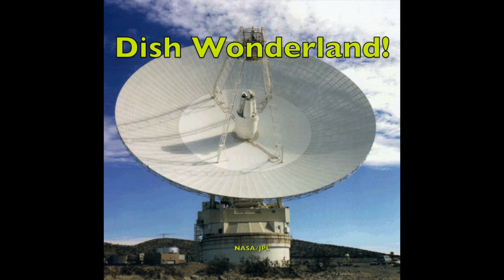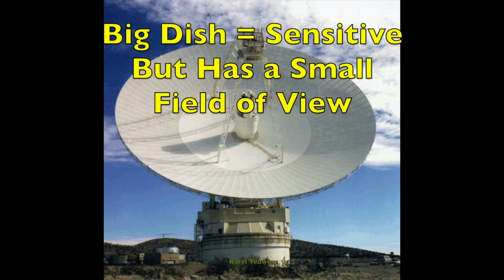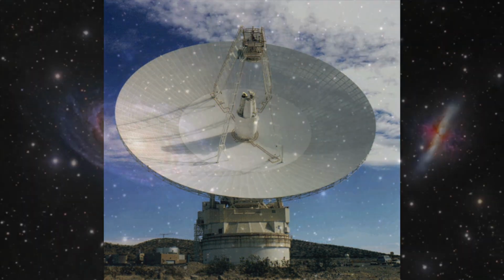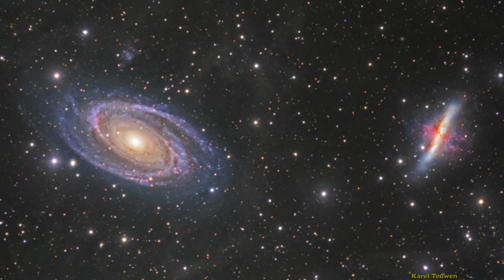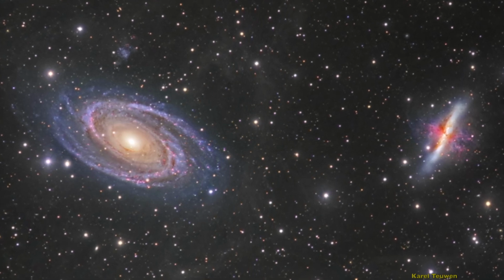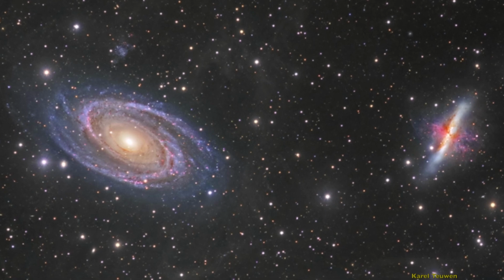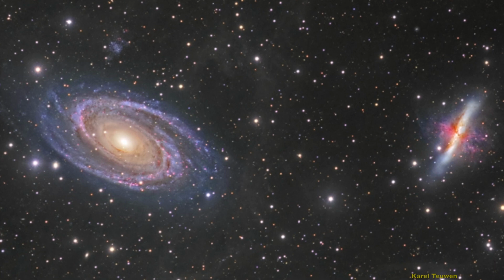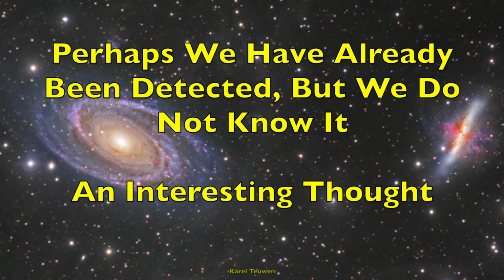If you use big dishes, then you do need millions of them because they have tiny fields of view and the sky is very, very big. On page 20, one of the dishes moves a bit to point at a newly discovered source. And of course, we all know that the source is the Earth.